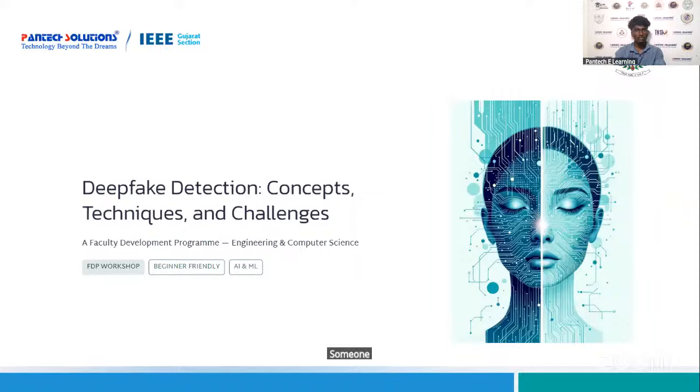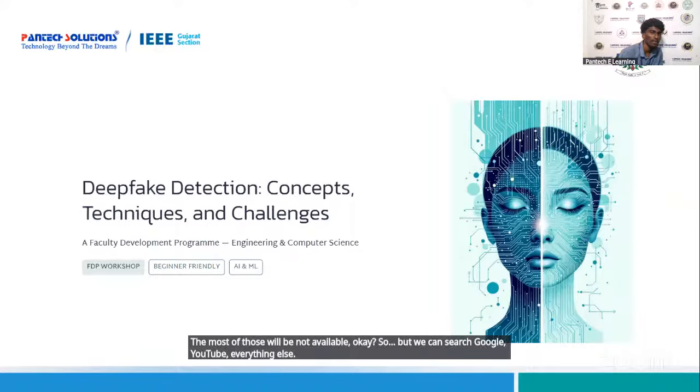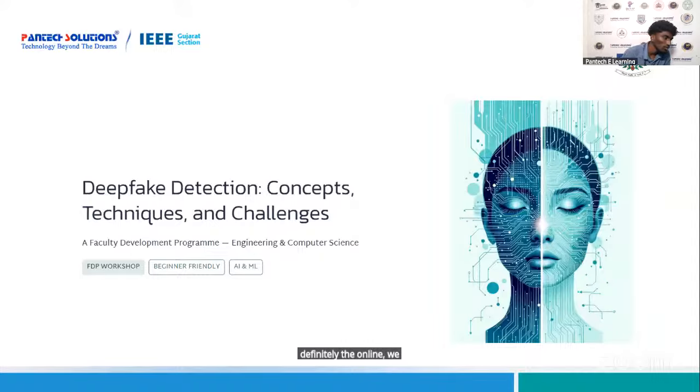Vibe coding is like coding with AI. Can we use AI in a VLSI project? Yes, definitely. In a VLSI project, most sources will not be available, but we can search Google and YouTube, and online we definitely have sources. So with vibe coding also, we can use AI for VLSI.